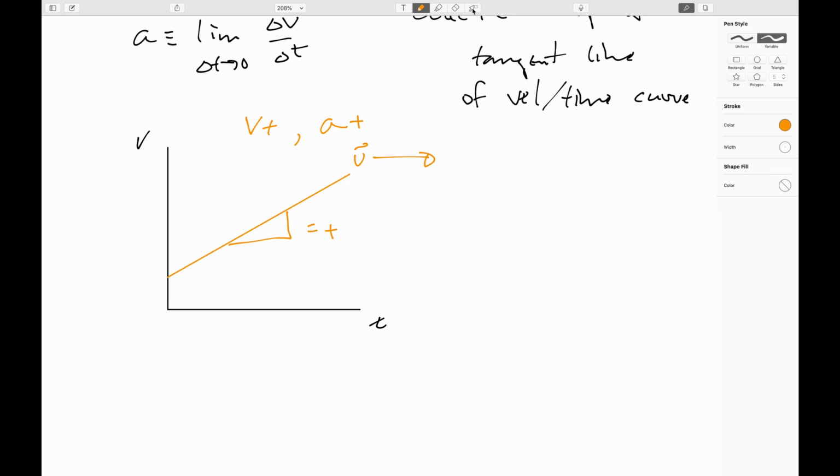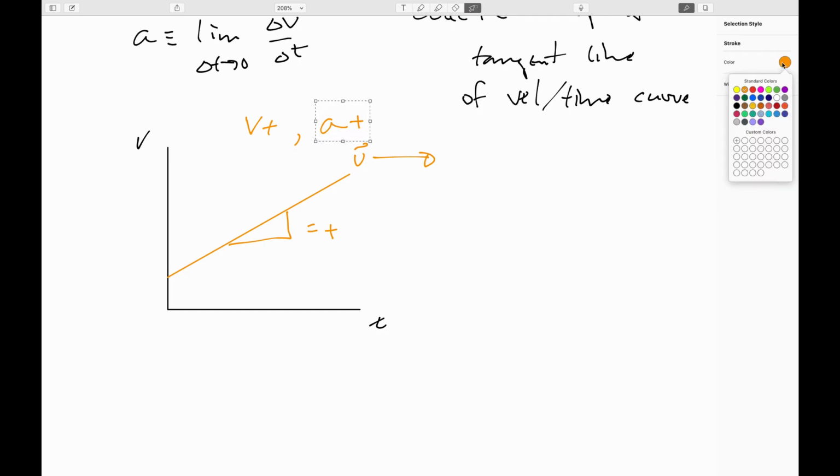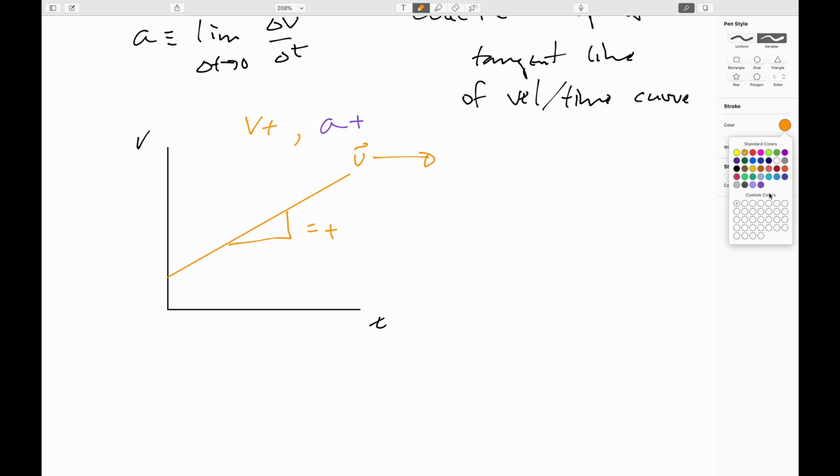And similarly, we can say that the acceleration vector is also pointing to the right. Okay.